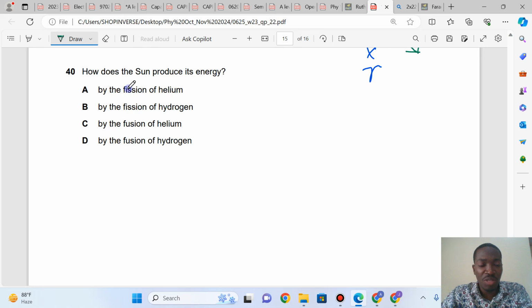Fission means splitting, right? Is it the splitting of helium? No. Is it the splitting of hydrogen? Of course not. By the fusion of helium? No. By the fusion of hydrogen? Yes. Two hydrogen nuclei fuse together to form a helium nucleus.